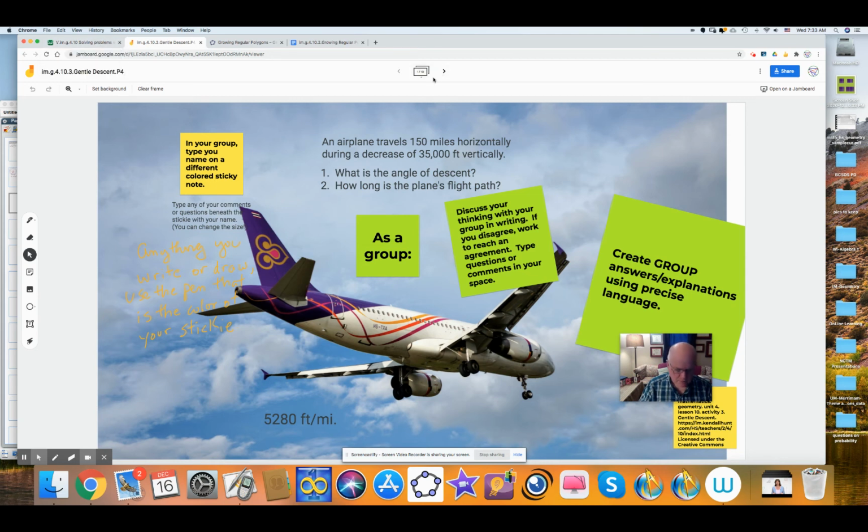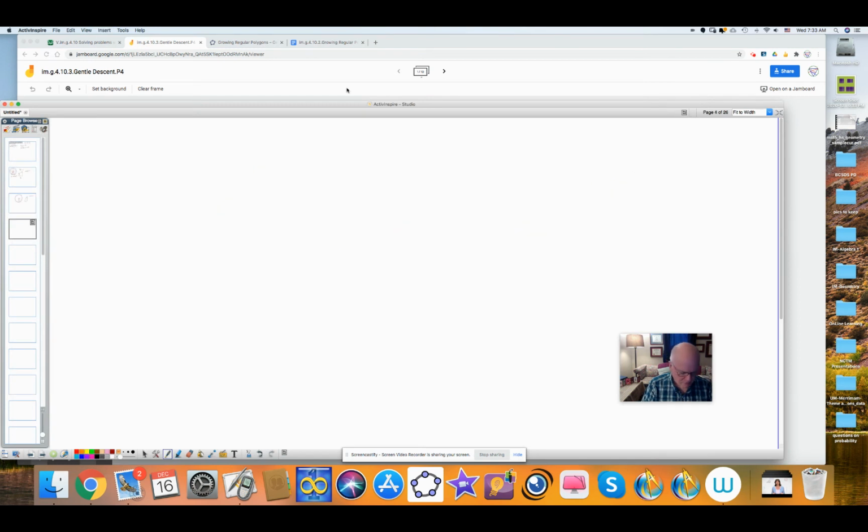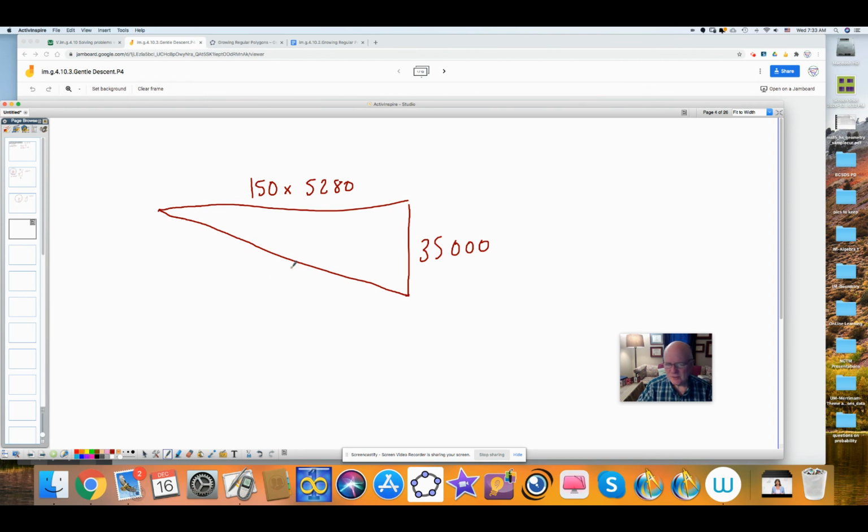So if I were to set up the picture, I would say something like this. Here's the plane. It's got 150 miles, and it's got 35,000 feet. Your units don't match, so you have to match them up. So I would multiply this times 5,280. Or maybe I would divide this by 5,280, or convert it to miles when you're done.